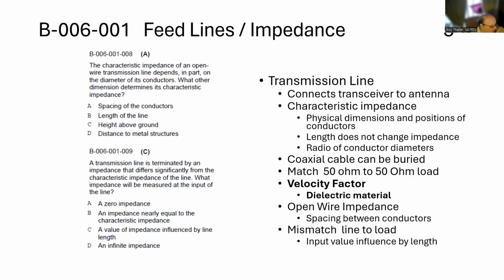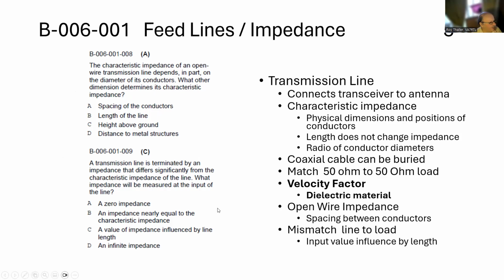Here are some more questions. The characteristic impedance of an open wire transmission line depends in part on the diameter of its conductors. What other characteristic determines the characteristic impedance? So with an open ladder line or a window line, it's the spacing between the conductors. So A is the correct answer.